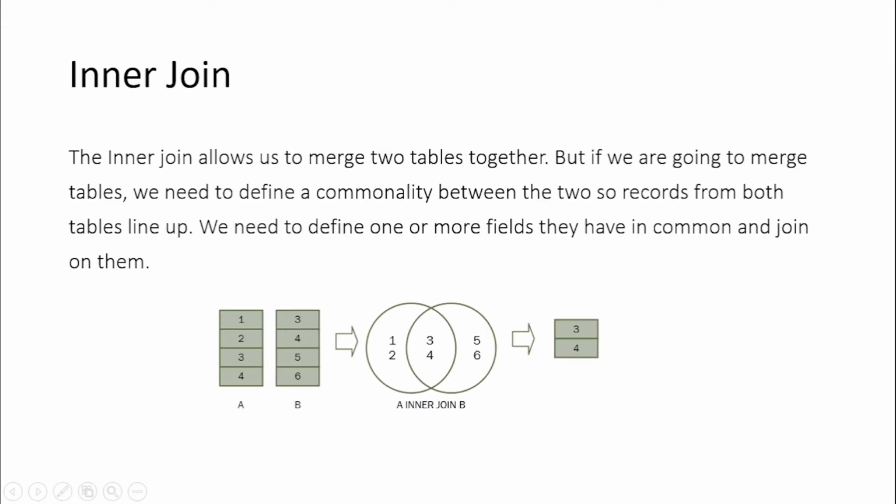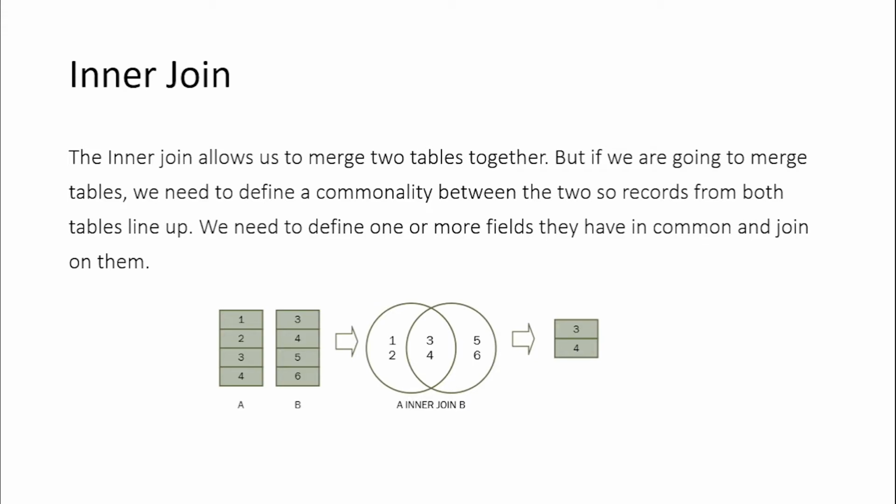So now, what is an inner join? The inner join allows us to merge two tables together. But if we are going to merge tables, we need to define a commonality between the two so records from both tables line up. We need to define one or more fields they have in common and join on them.